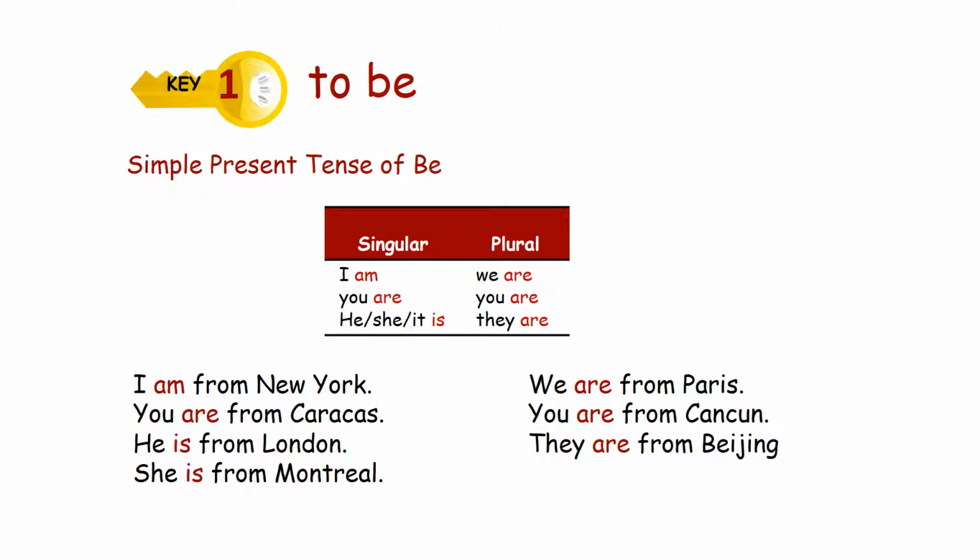And you, talking about all of them, so the plural form of you: where are you from? All of you. You are from Cancun. Correct. And how about them? Where are they from? They are from Beijing. Perfect. Yes, they are from Beijing.